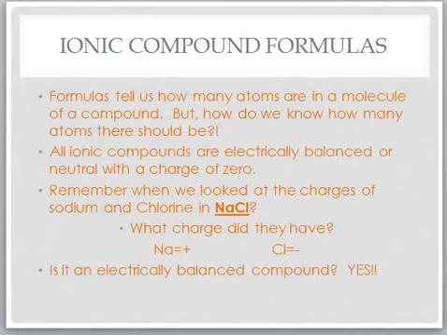We're going to discuss 2 different kinds. First is ionic compounds. So let's look at ionic compound formulas. Formulas tell us how many atoms are in a molecule of a compound. So when we looked at that H2O, we knew by it saying H2, there are 2 hydrogen atoms in that one molecule of water. But how do we know how many atoms there should be? Alright, if we are given 2 atoms, and we want to combine them, we need to know how to combine them and how many atoms there should be when they combine.